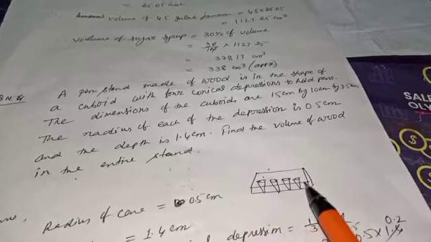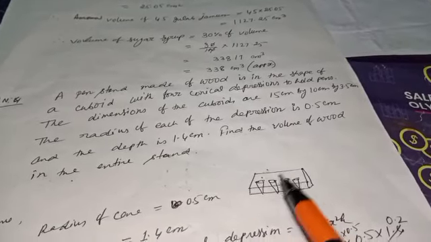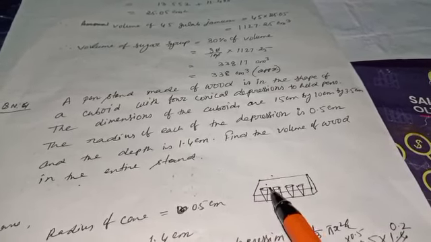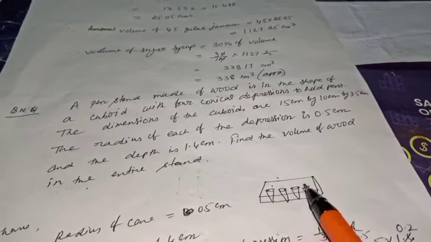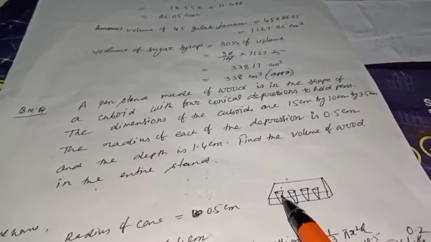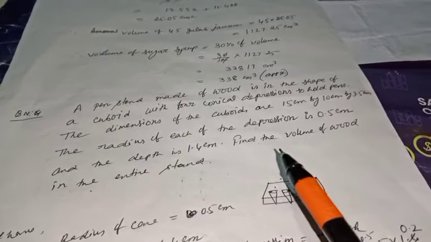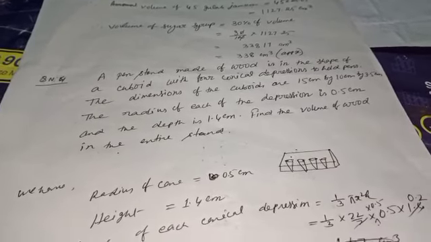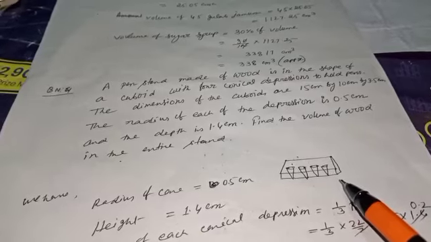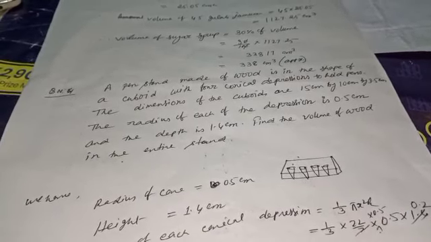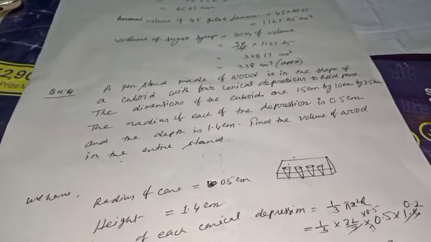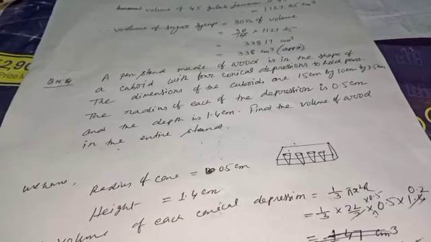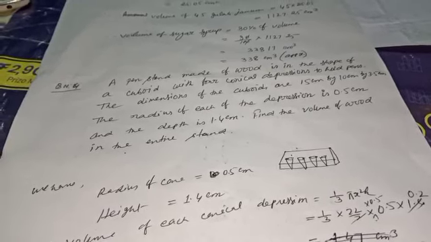Now see, suppose this one is the pen stand. If you hollow out or cut out 4 conical depressions like this, because to hold pens you need to cut this out, then you need to find the volume of wood required in the entire stand. So first of all you need to find the volume of this cuboid. Then you need to find the volume of the 4 conical depressions. Then you need to subtract the volume of the 4 conical depressions from the volume of the cuboid. Then you will get the required volume.